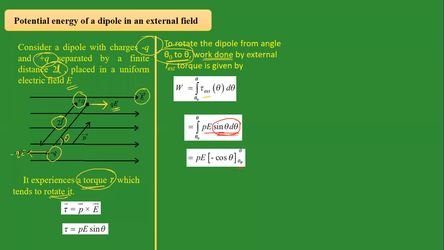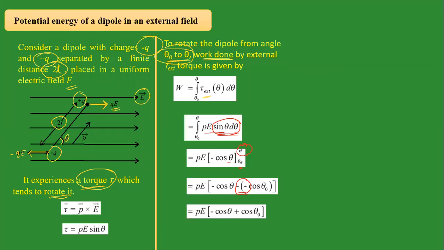Now we have to substitute the upper and lower limits. So pE as it is, instead of theta we write the upper limit theta, so minus cos theta. Then minus, and instead of theta we write the lower limit, minus cos theta 0. This minus minus is plus. You can see here this minus and minus get converted into a plus sign.